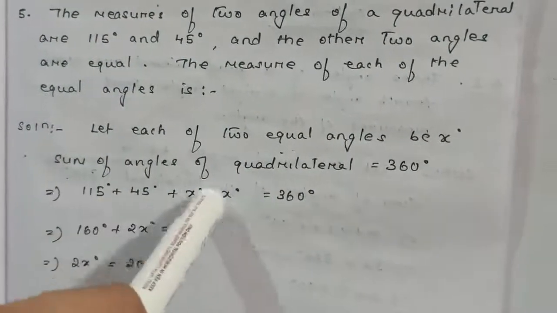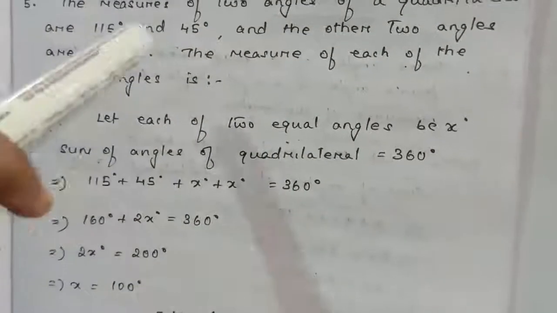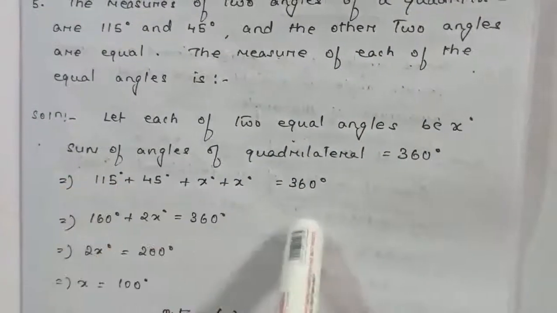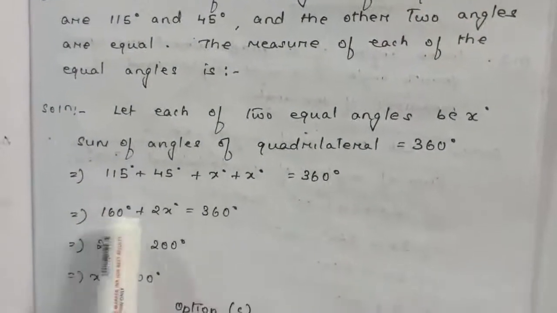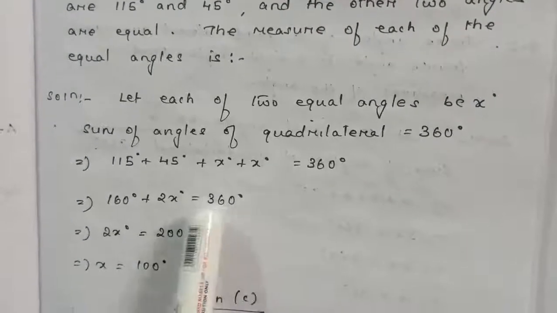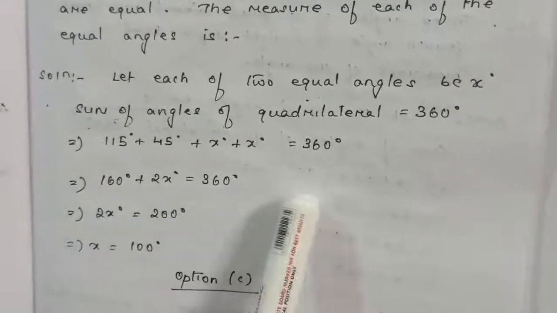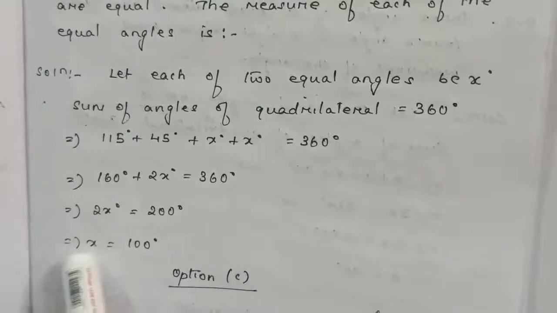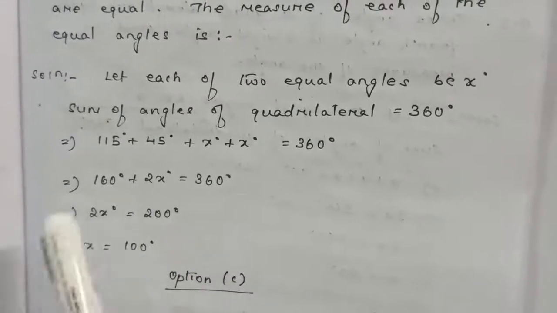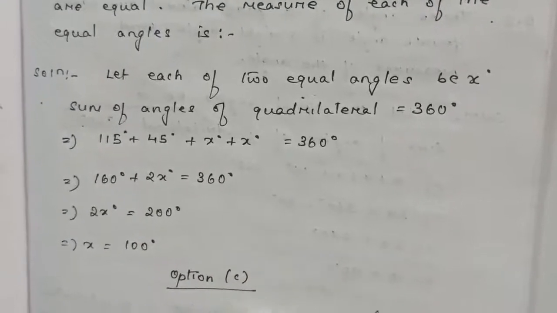We know sum of angles of a quadrilateral is equal to how much? 360 degree. One is 115, another is 45, and the other two are x and x. So 115 plus 45 is 160 degree plus 2x is equal to 360 degree. 2x is equal to 360 minus 160 will be 200, and x equals to 200 by 2 is 100. So x equals to 100 means each of the angles will be measured 100 degrees. So your answer is option C.